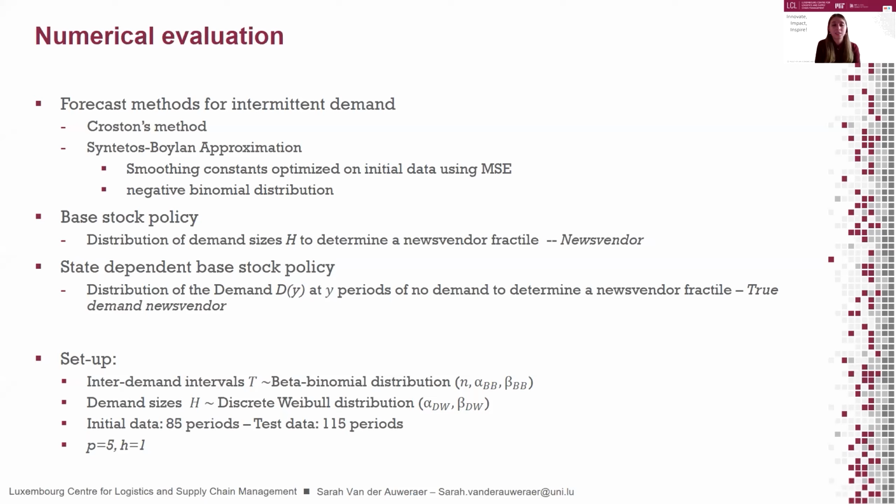So what we do is, as I said, we set up an experiment that explicitly violates this assumption of memorylessness. So we generate inter-demand intervals using a beta binomial distribution with 3 parameters, which is clearly with changing probabilities of observing a demand. We generate demand sizes using a discrete Weibull distribution, and we split our data set then into an initial data set and a test data set, and set inventory parameters, penalty costs of 5 and holding costs of 1, just to illustrate the performance.